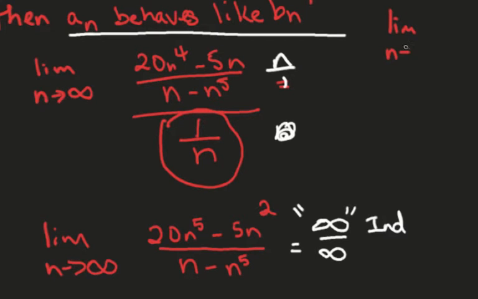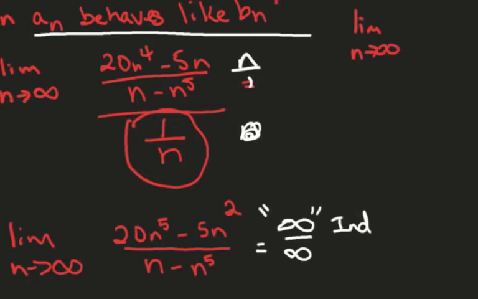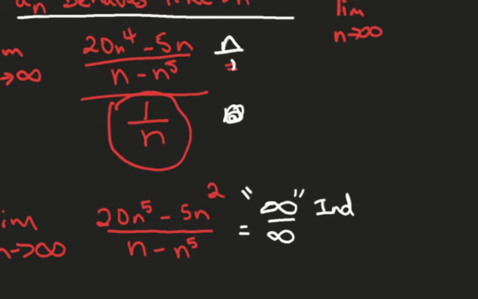So what you can do here in this case is ask yourself, what's the common power to these? N to the fifth, so you want to multiply everything by 1 over n to the fifth?